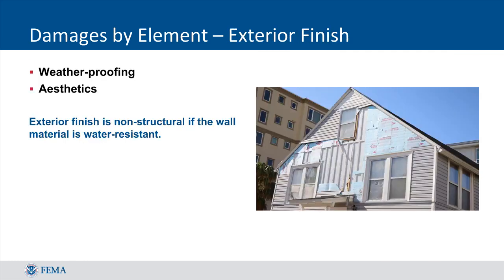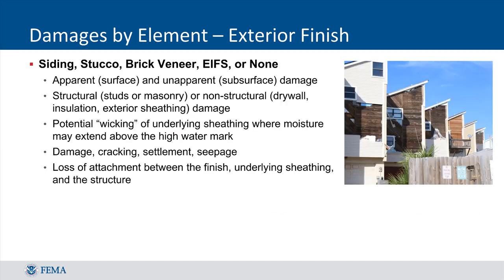The next element we'll assess is the exterior finish. This is a non-structural element of the home and refers to damage to siding or other exterior covering. For all of the exterior finish types, you will essentially be evaluating the structure for the same kinds of damage. Frequently, there is clear damage to the exterior finish when wind events impact a home and tear off siding.